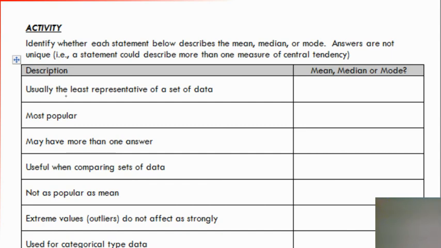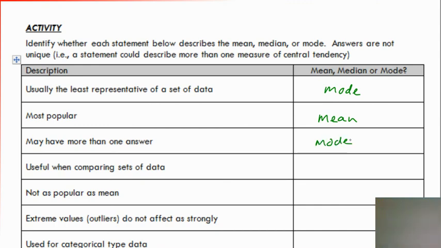Let's say usually the least representative of a set of data. So which ones use the least amount? Definitely mode. It's kind of more rare. What's the most popular? Well, I even said it for myself, I like to use the mean. People use averages way more often. May have more than one answer.